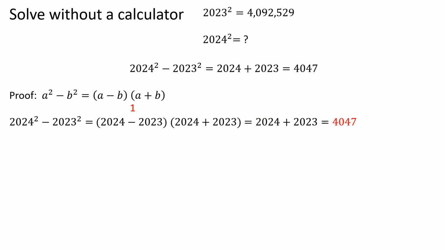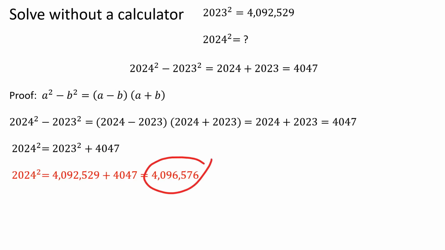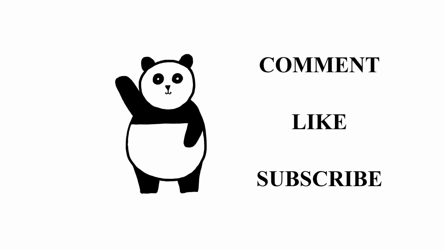4047. Therefore, 2024 squared is equal to 2023 squared plus 4047, which is equal to 4,096,576.